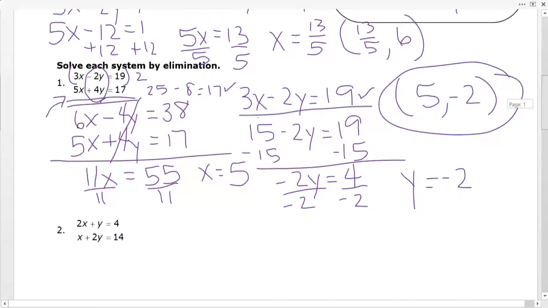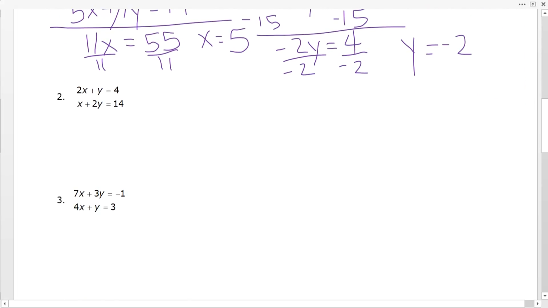Okay, let's try the second one. This one, I can absolutely change either equation because either one, I'm either going to have to multiply the bottom one by negative 2 or the top one by negative 2. So let's just multiply the top one times negative 2 because I like that 4 right there. So I'm going to have negative 4x minus 2y equals negative 8.